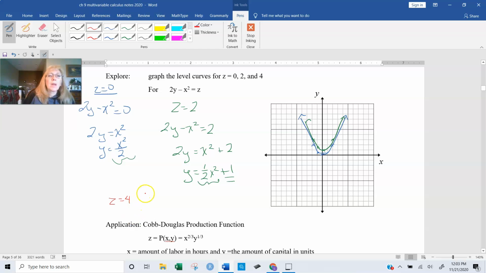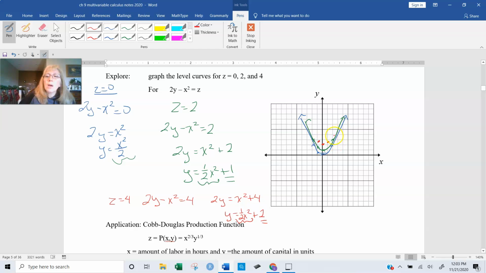Oh, I ran out of room. So 2y minus x squared equals 4. We're going to add our x squared, 2y equals x squared plus 4, divide by 2. y equals 1/2 x squared plus 2. So we're taking our graph again and moving it up 2. So we're taking the blue graph, going up 2.